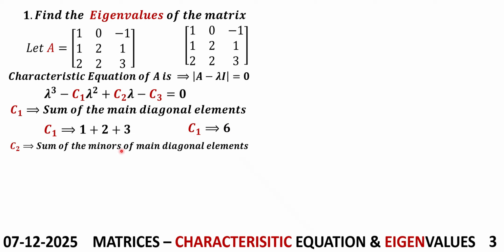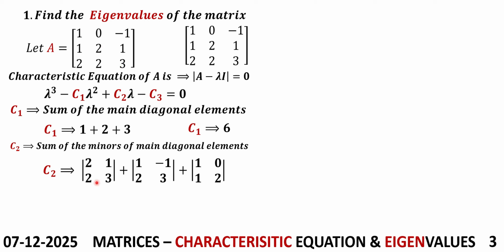Then C2 is the minor of the leading diagonal element. So for every element 1, 2 and 3, we have to find out the minor for this leading diagonal element. Let us see how to find out the leading diagonal element. First we are going to find out for A11. So the remaining elements are 2, 1, 2 and 3.